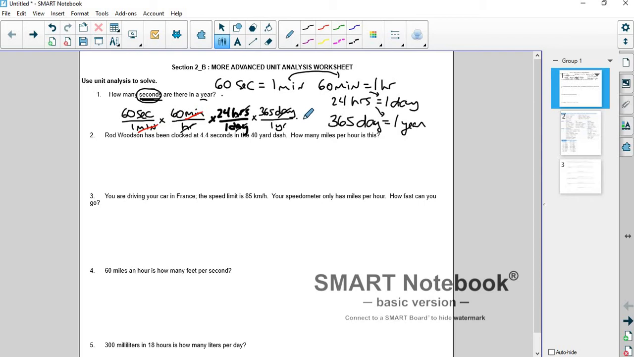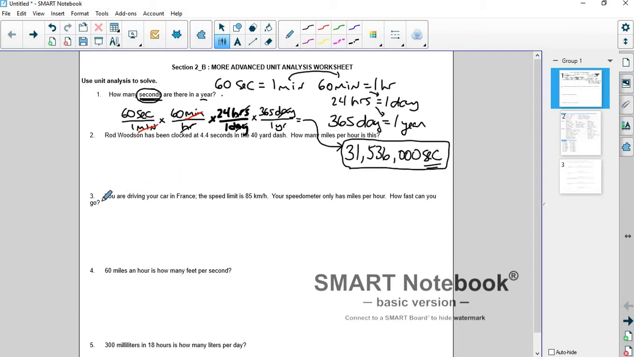If we multiply that all the way out, I'm going to come down here and give you the answer. You just multiply across the top, 60 times 60 times 24 times 365. It's all divided by 1. And so we get the answer of 31,536,000 seconds. Make sure you get the correct unit labeled there. That's how many seconds are in 1 year, 31,536,000 seconds.